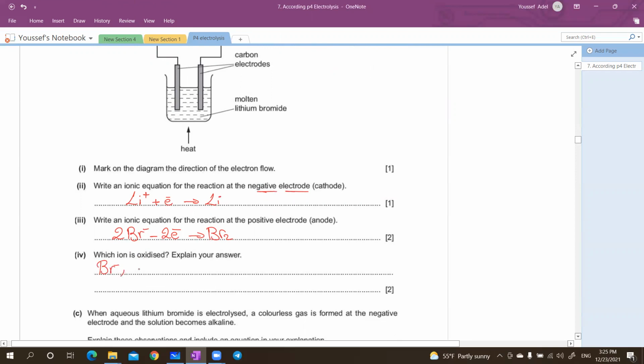And the explanation is because oxidation is electron loss. It lost electrons. Maybe you can say that there is an increase in the oxidation state because the oxidation state of the bromide ion changes from -1 to 0. So this is a rise or increase in the oxidation state.